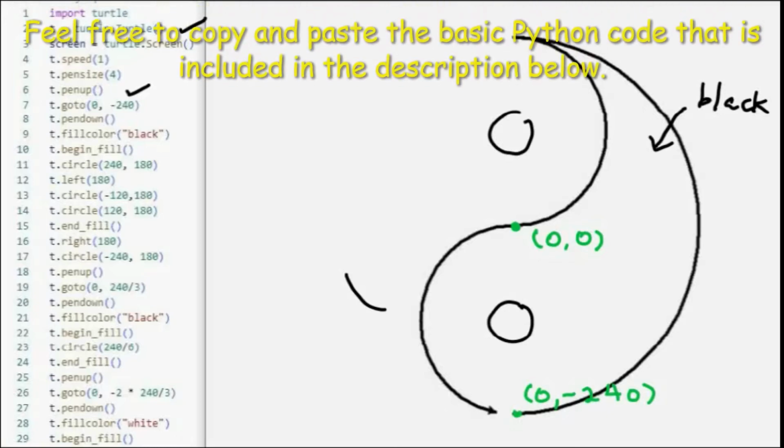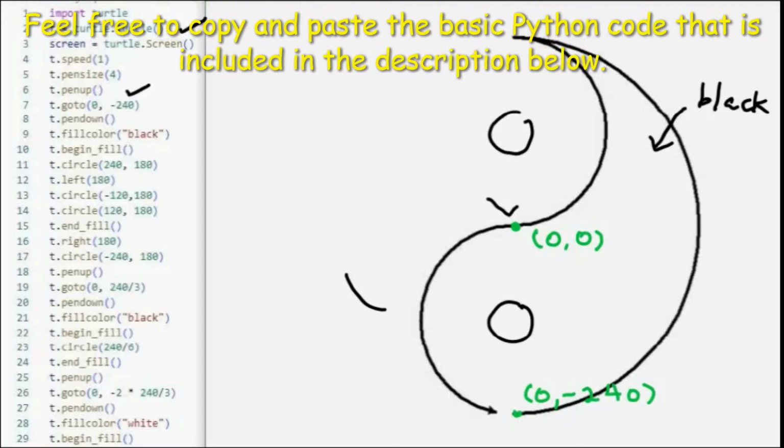I'm starting with 0,0 here. I want to go to 0, negative 240, but I don't want to generate any line from 0,0. So I need to put my pen up, number 6. And then once I reach 0, negative 240, I put my pen down to start drawing the arc on the right side of the symbol.